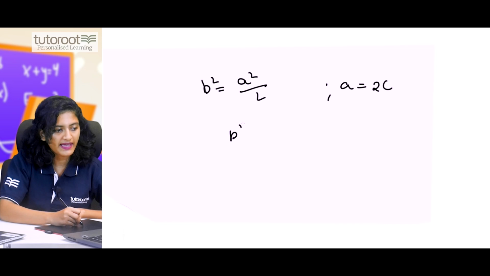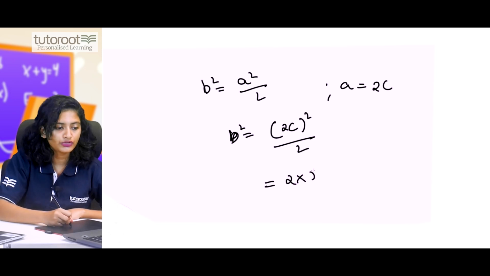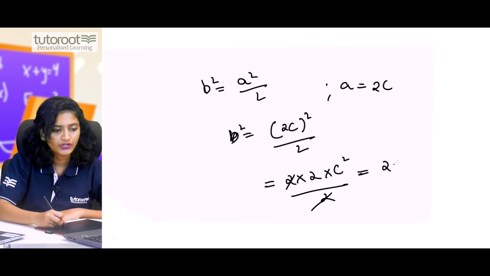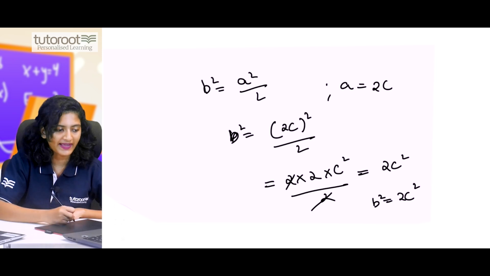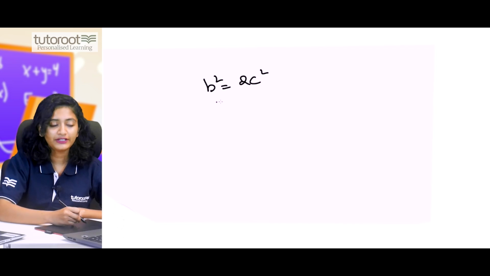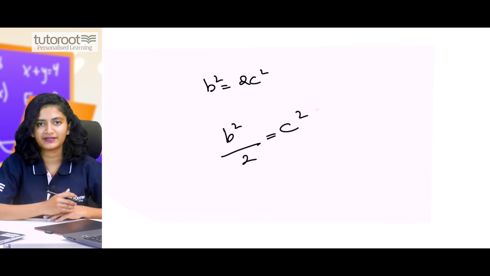So you have B square is equal to 2C squared by 2. This can be further written as 2 into 2 into C square by 2. Let's cross one of them out and you get 2C squared. So B squared is equal to 2C squared. Now let's send 2 over here. That makes it B square by 2 is equal to C square.